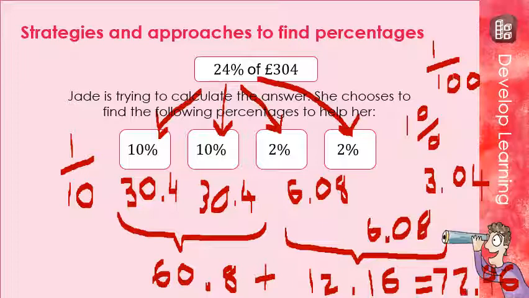So 72.96. See, I was looking at it. I was like, that doesn't seem right to me, and I've double checked it, and there it is, 72.96. And I know that's right because I know 25% of 304 would be about 76. We can see here that if I added that extra percent on, that would round up nicely. So that's another example of the partitioning method.